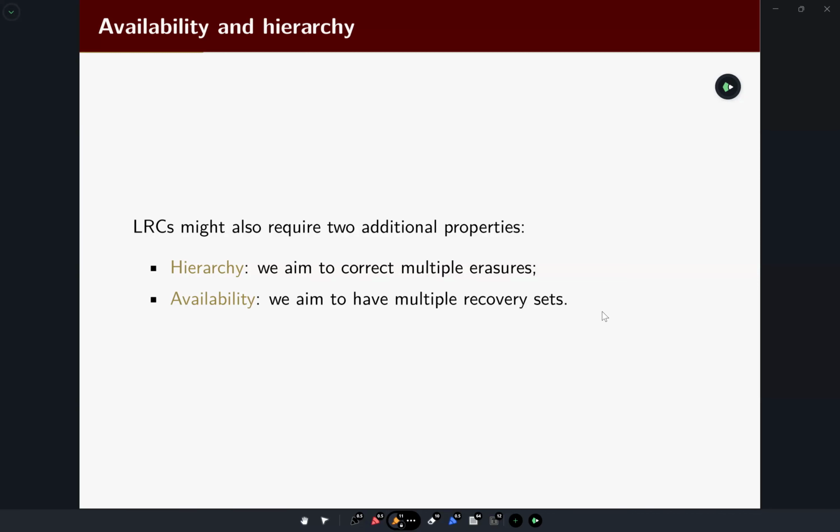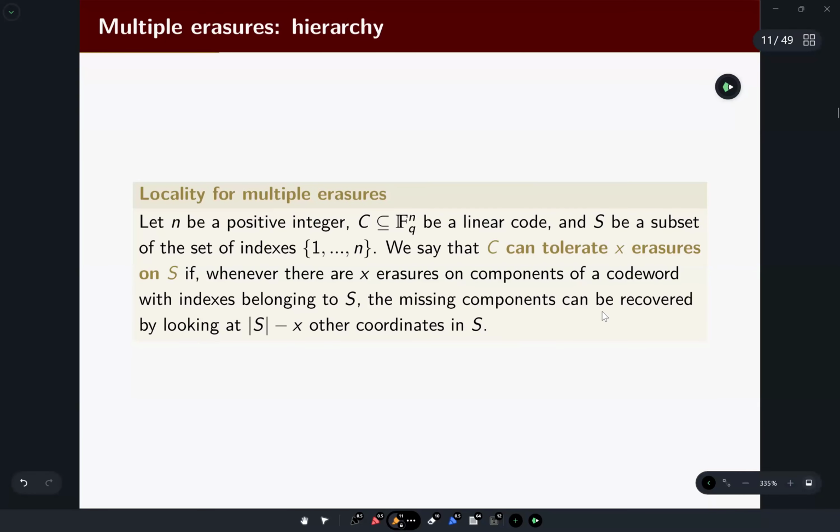Now, availability is clearly understood because of the name, and we just want to have multiple recovery sets. So again, what happens if I cannot access one locality set, one recovery set, which is a synonym of locality set? Then we might need to have multiple ways to recover one lost information. And before going deeper into that, we just define what is the meaning of locality for multiple erasures. For locality for multiple erasures, we just need to be a little bit more precise when we define it.